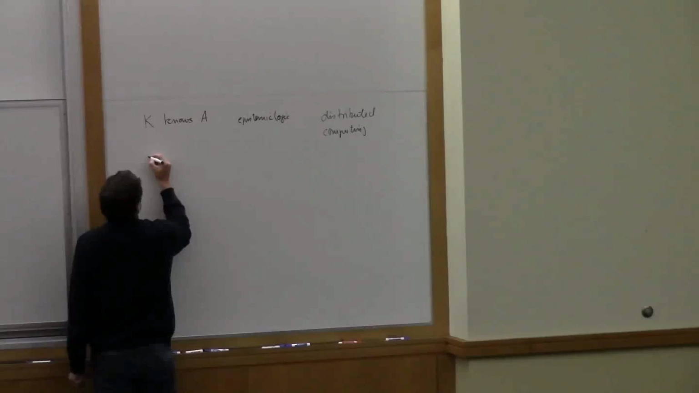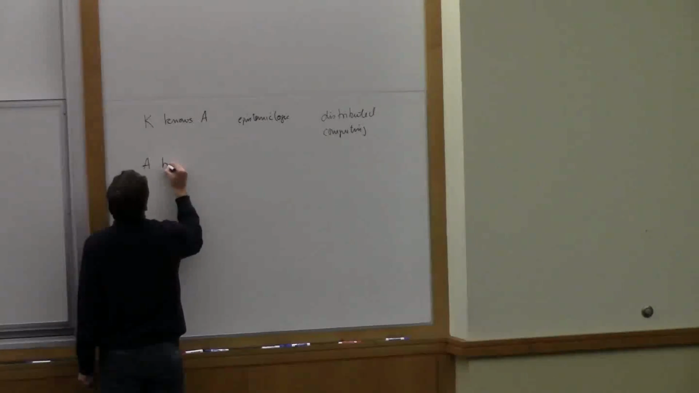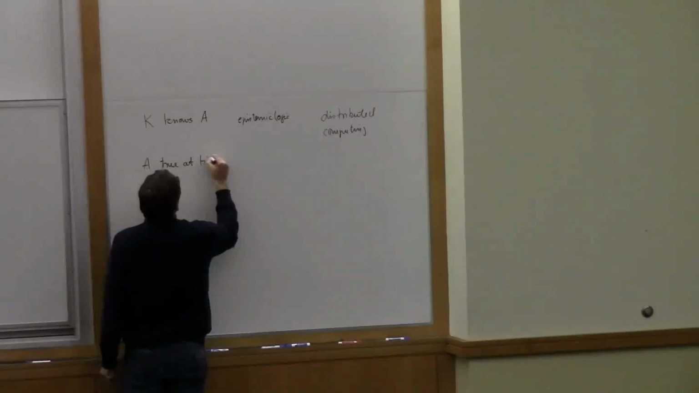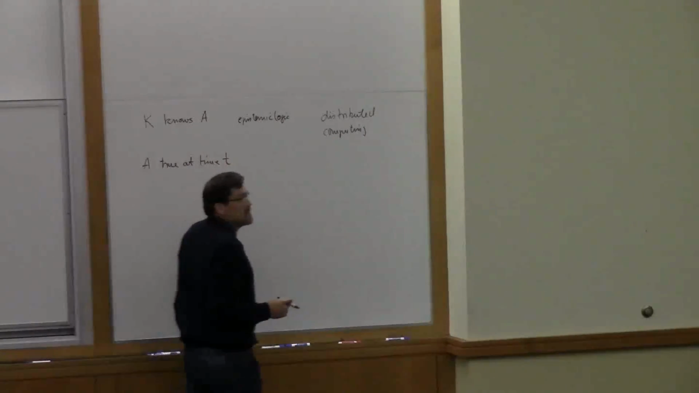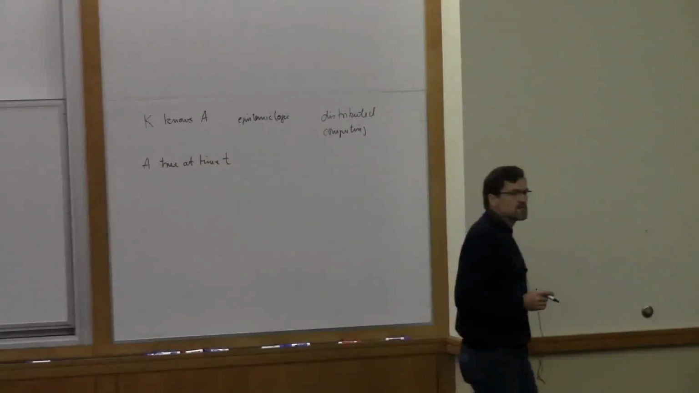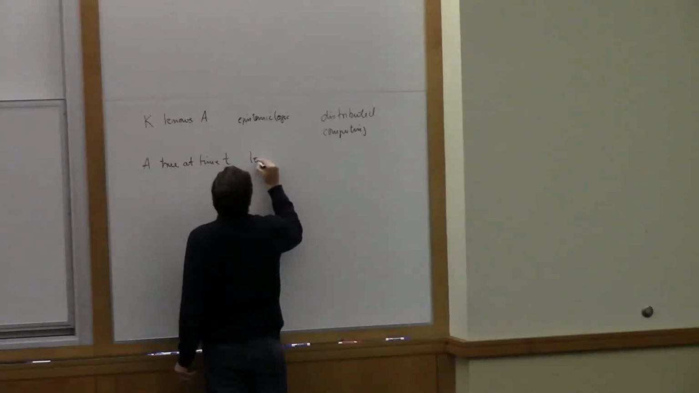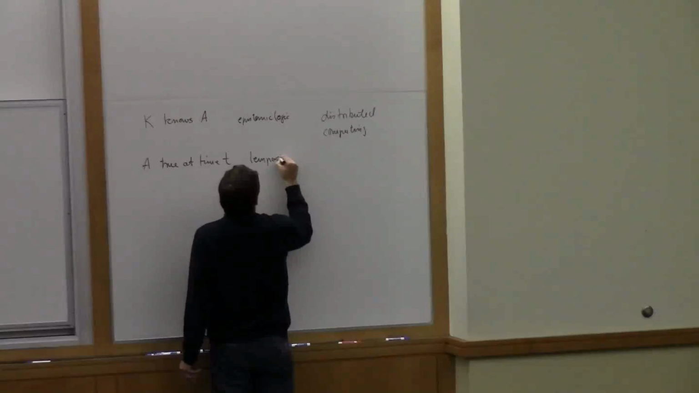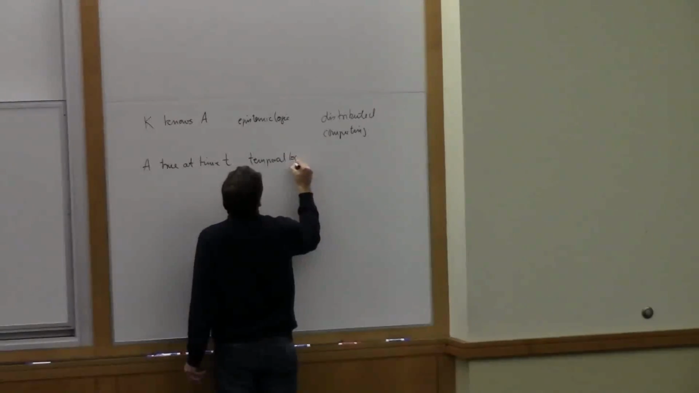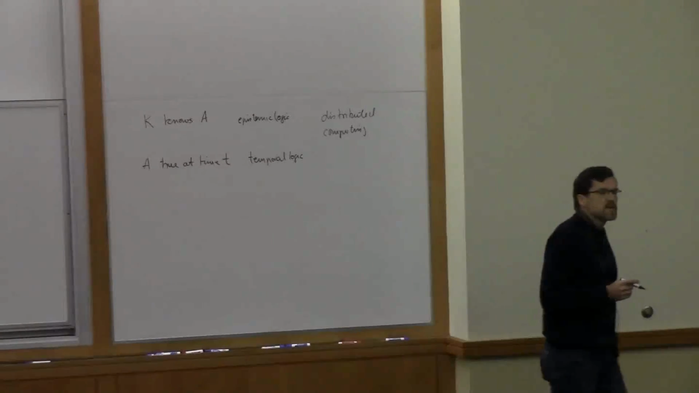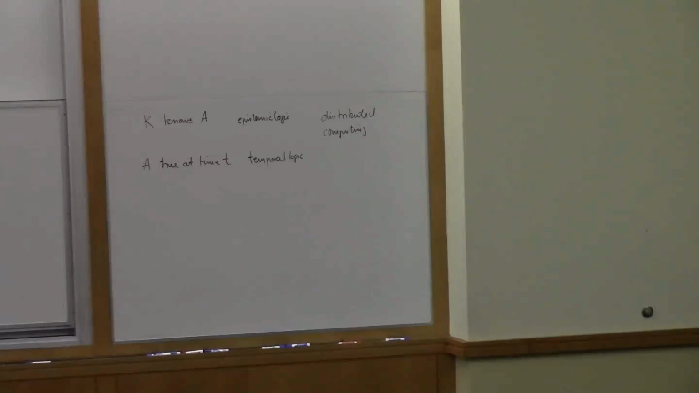Okay. Here's another one. A is true at time t. Anybody know what kind of logic is concerned with that? Temporal logic. Okay. So what kind of computational phenomenon do you expect we would capture with temporal logic?